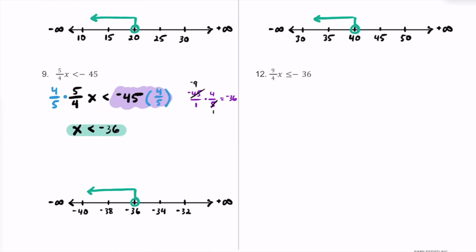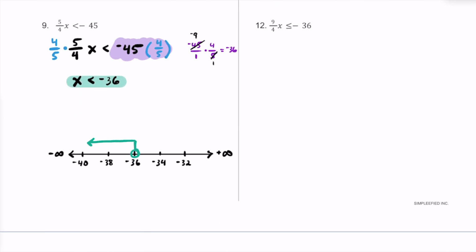Here's one final example. In number 12, we have 9/4 multiplied by x is less than or equal to negative 36. All right, so just like in the last example, we would like the coefficient for x to be equal to 1. So how do we turn this 9/4 into 1? Well, because 9/4 is multiplying by x, let's multiply this left side by the reciprocal of 9/4, which is 4/9. If we do that to the left side, let's do that to the right side as well, just so we keep everything nice and balanced.